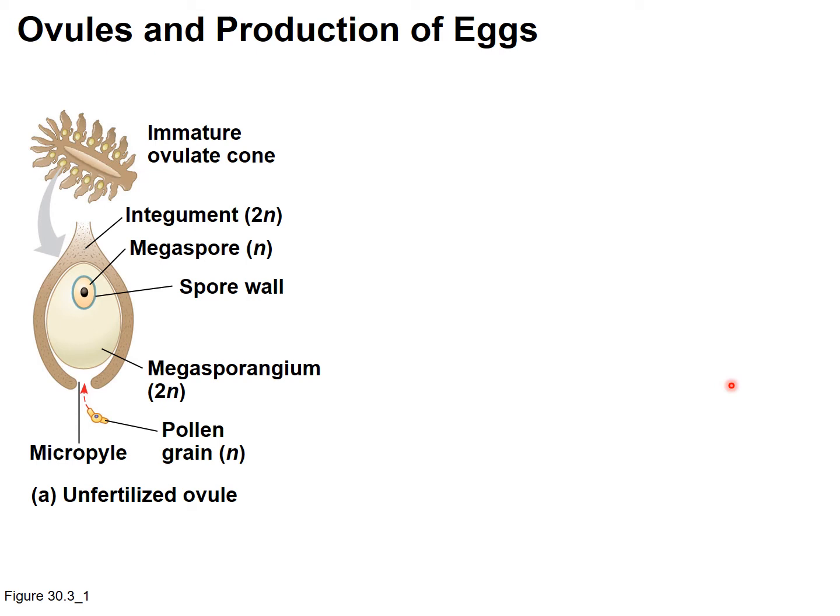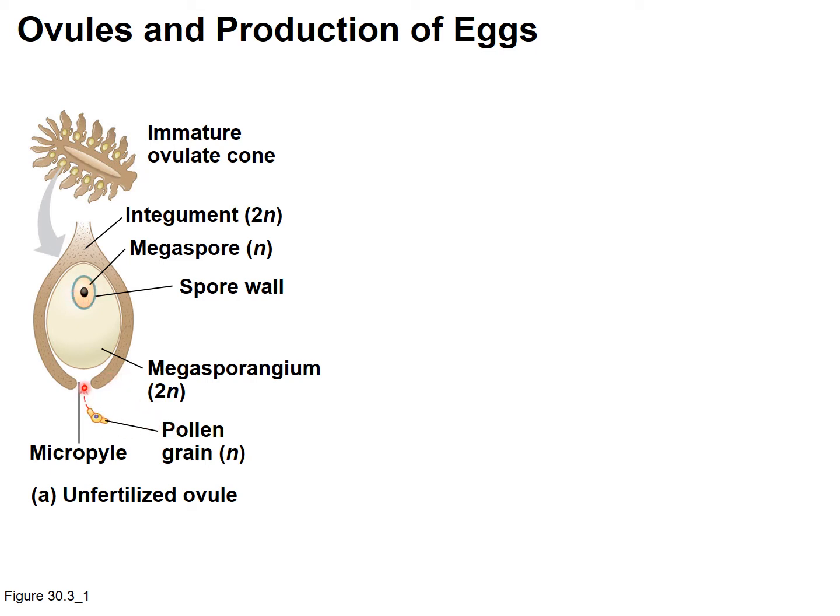Now let's talk about the ovules and the production of the eggs. What happens here happens in the ovulate cone. Ovulate cones are, again, part of the megasporophyll, and inside that is going to be the megasporangium and the megaspore. So the megasporangium kind of surrounds the megaspore. You can see the megasporangium is diploid, and the megaspore is, of course, haploid. And then both of those are surrounded by an integument. And all of this kind of protects the egg, which is part of the megaspore. And of course, the egg is also protected by a spore wall.